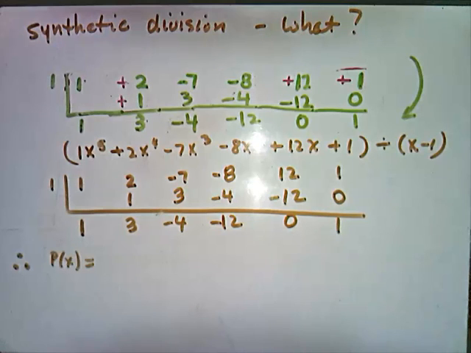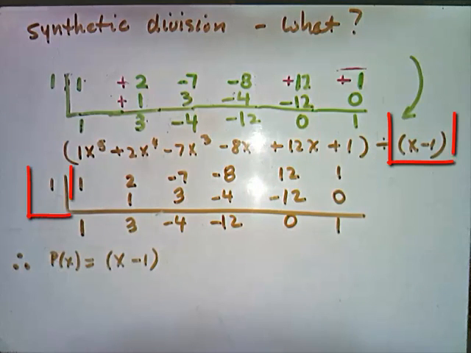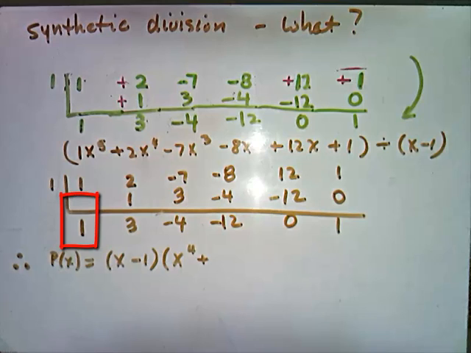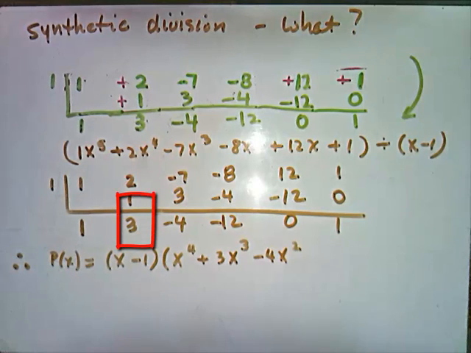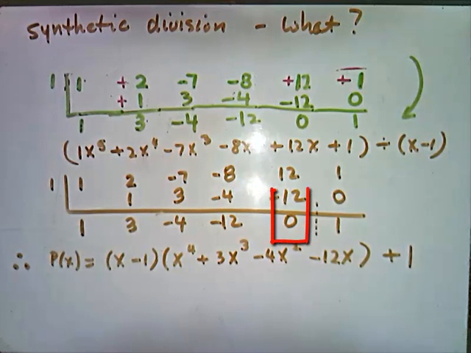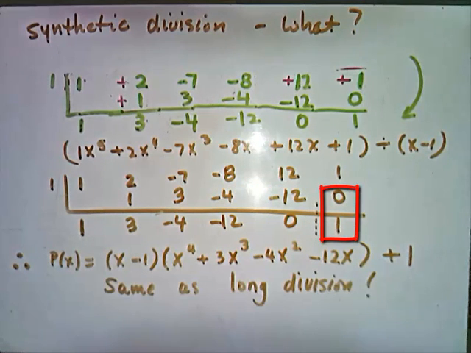So my original polynomial, 1x to the fifth plus 2x to the fourth minus 7x to the third minus 8x to the second plus 12x plus 1. So when our polynomial is divided by x minus 1, we get the division statement x minus 1 times 1x to the fourth plus 3x cubed plus 4x squared minus 12x, no constant term, plus a remainder of 1.